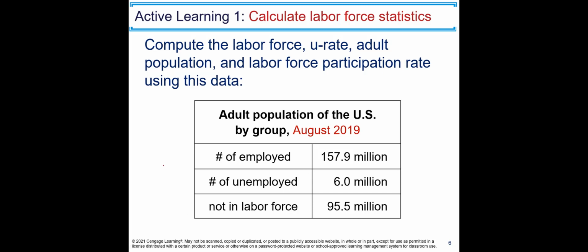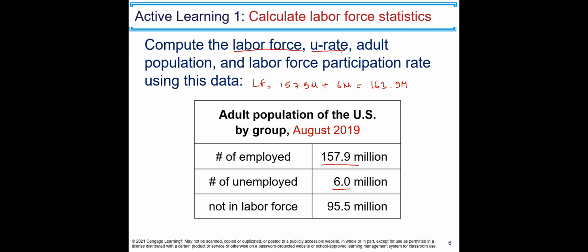So let's start with the labor force first. Remember, the labor force is the sum of employed, which is 157.9 million, plus unemployed, which is 6 million, and that is equal to 163.9 million. So we have completed the labor force.